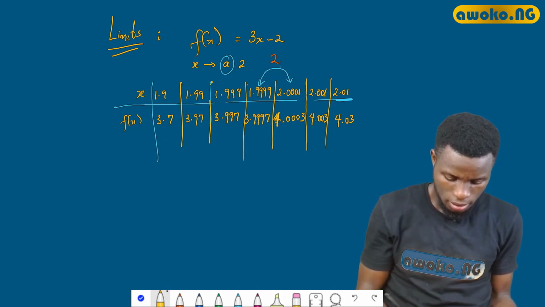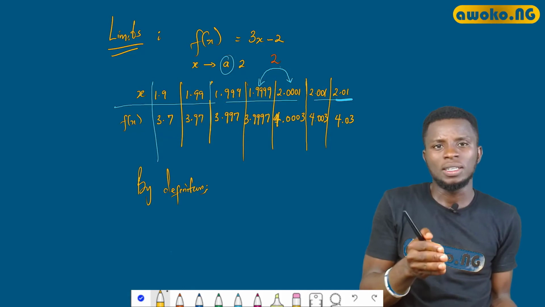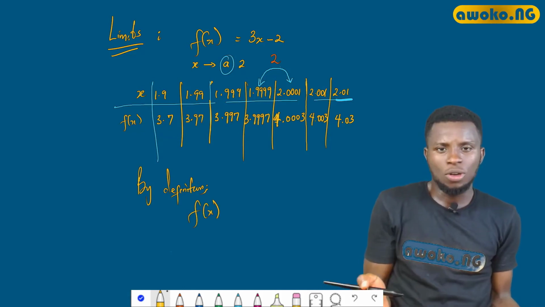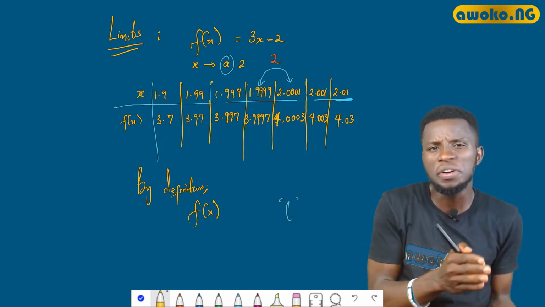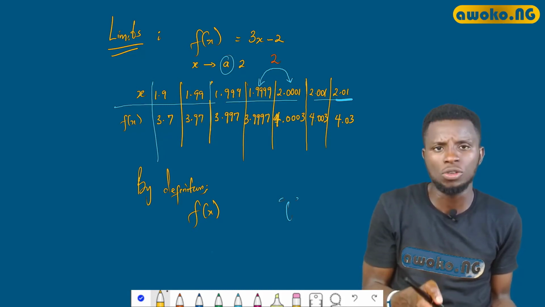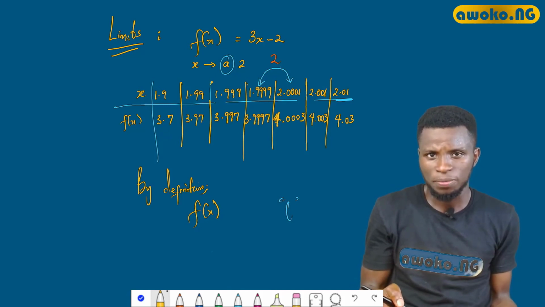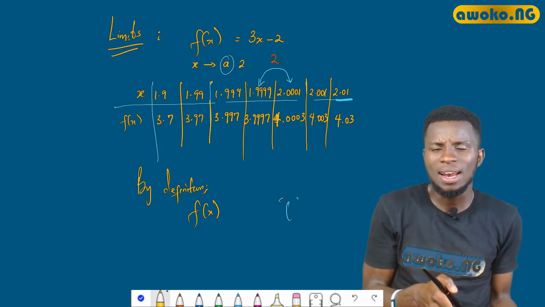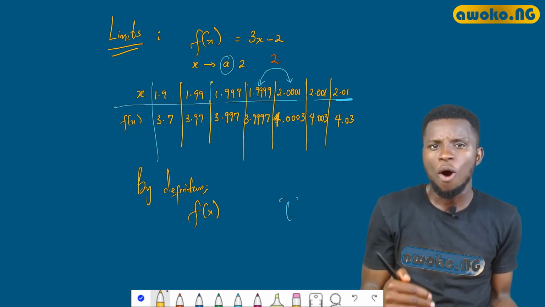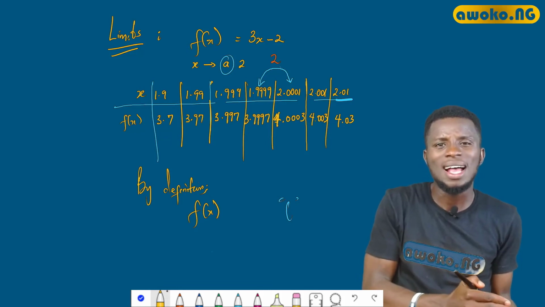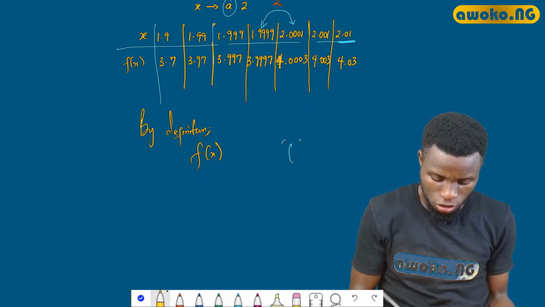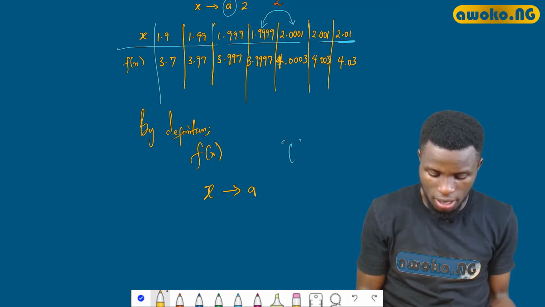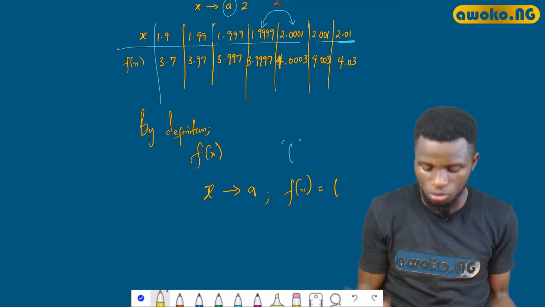Let's say, by definition, if we make the value of f of x closer to a particular number, let's say L, by choosing x very close but not equal to the number itself, like we saw in this table over here, then we say L is said to be the limit of the function f of x as x tends to a, that is, as x tends to a, f of x is equal to L.